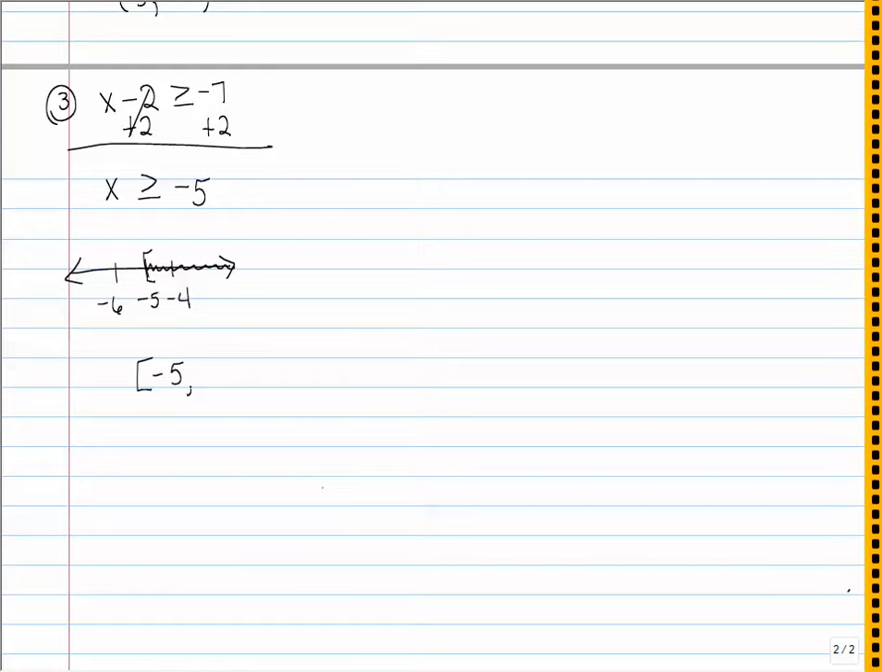So negative 5 to infinity would be the answer in interval notation, because on that graph you started shading at negative 5 and you shaded all the way to that right arrow, which is infinity. That's your answer.